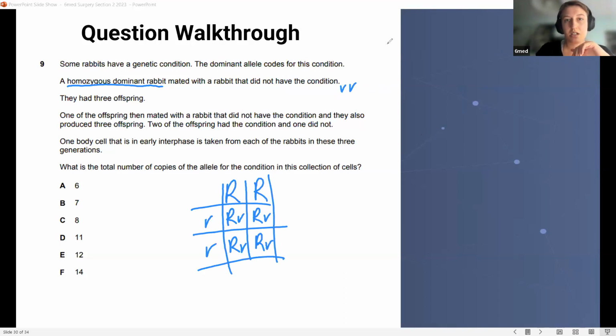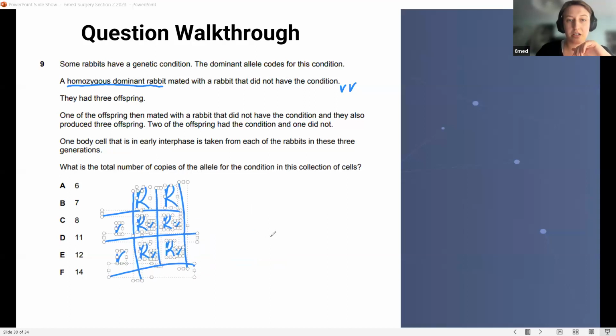Okay. Now our next cross is between one of these offspring, so heterozygous, and a rabbit that does not have a condition. So we've got heterozygous and homozygous recessive.